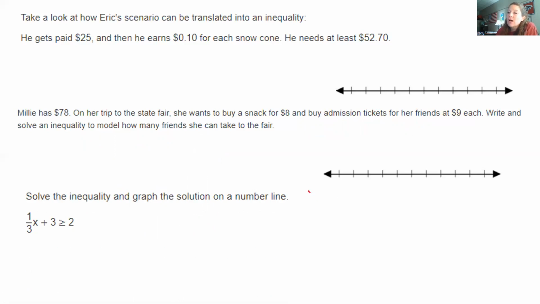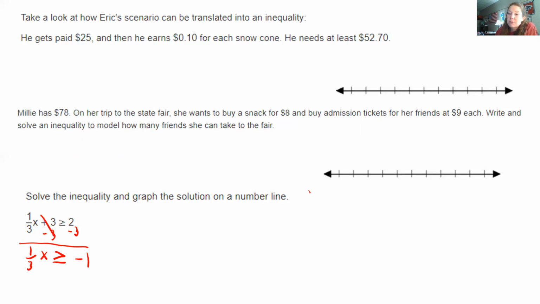All right, solve the inequality and graph the solution on the number line. So first thing we're going to do is get rid of plus 3. So we subtract 3 from both sides. We bring down our 1/3 x. Our 3's are gone. We bring down our inequality, and 2 minus 3 is -1.